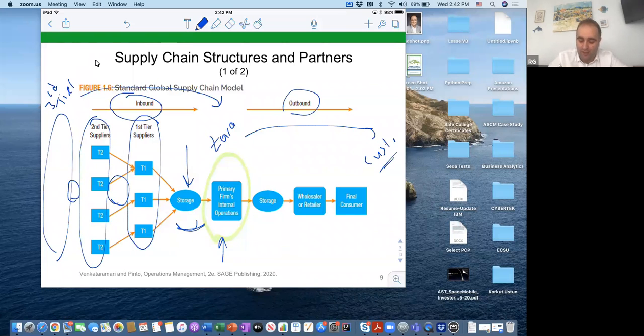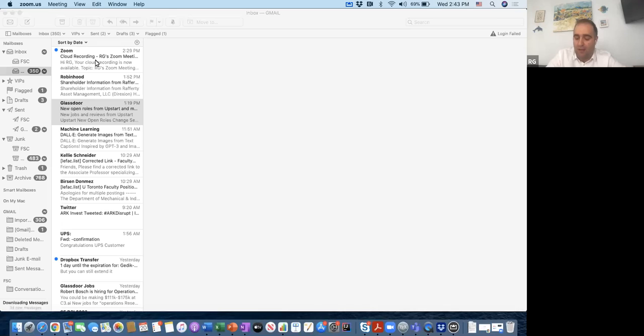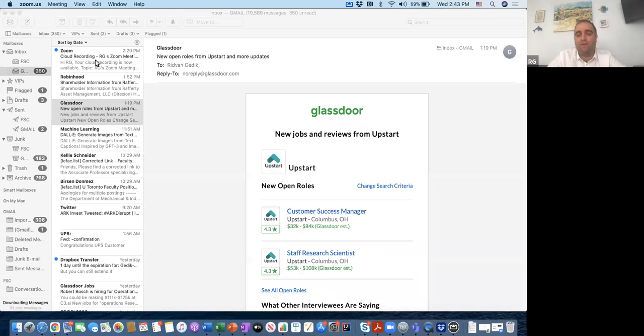If you look at the outbound, after Zara finishes producing goods and services, apparel, they store them in a warehouse or distribution center, and then they sell them to wholesalers or retailers, meaning like Macy's, and Zara has their own retailer operations, their own stores, right? And some wholesalers would like to pick goods from Zara to sell in their store, like Costco, like BJ's, and then hopefully those goods are distributed to their final customers.